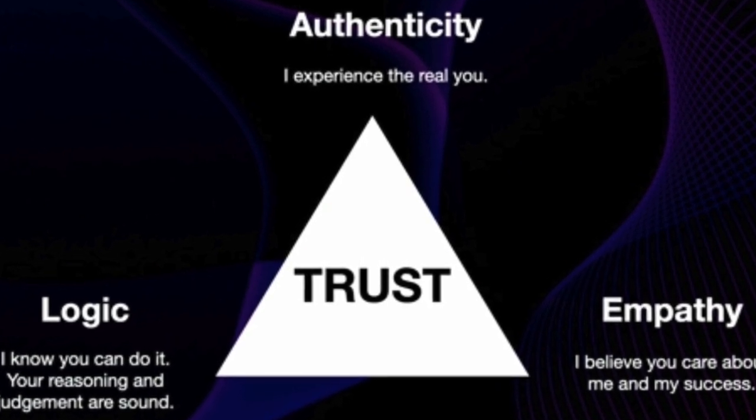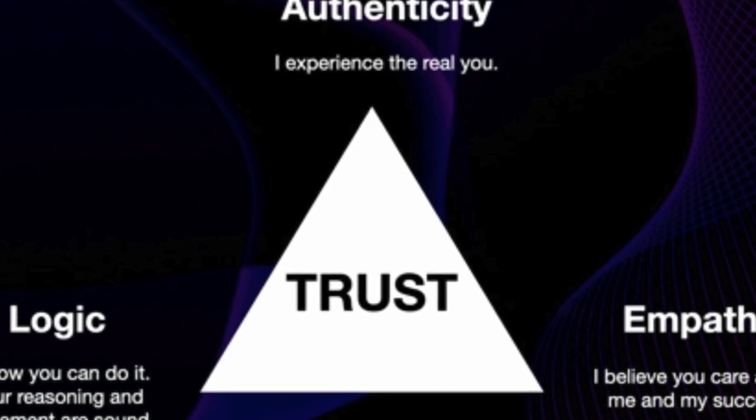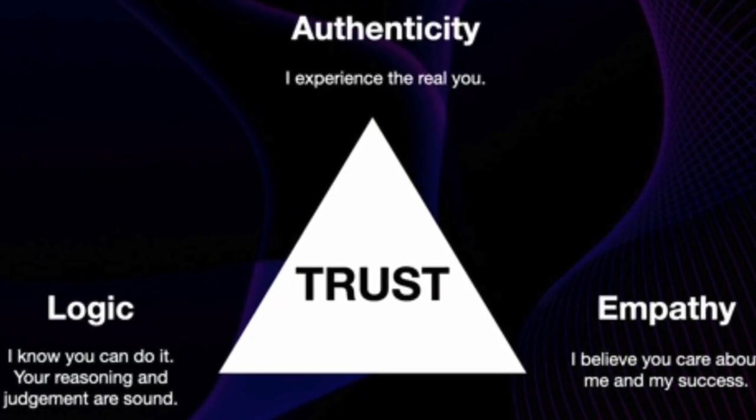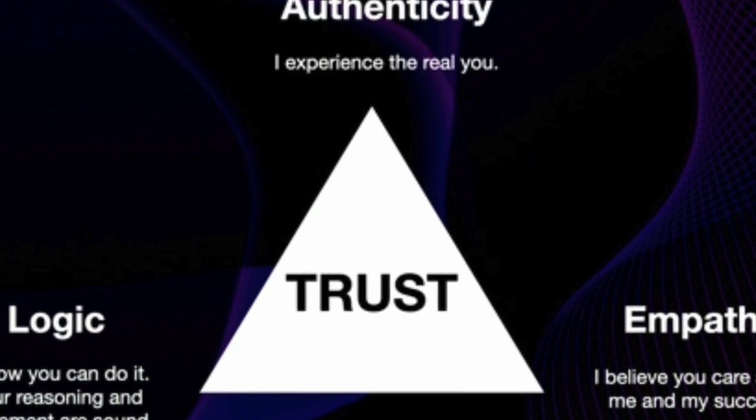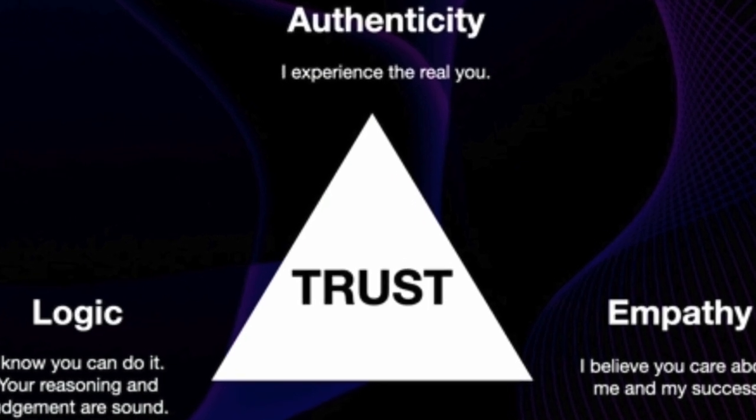So you'll see, the lower left here, the point is logic. They know that your reasoning and judgment are sound. So in other words, they know that you know your stuff. The second point here at the lower right is empathy. Now, empathy they define as caring about me, a genuine caring about my well-being. And then, at the tip of the triangle was authenticity. They felt like they were dealing with an authentic, genuine, real person.